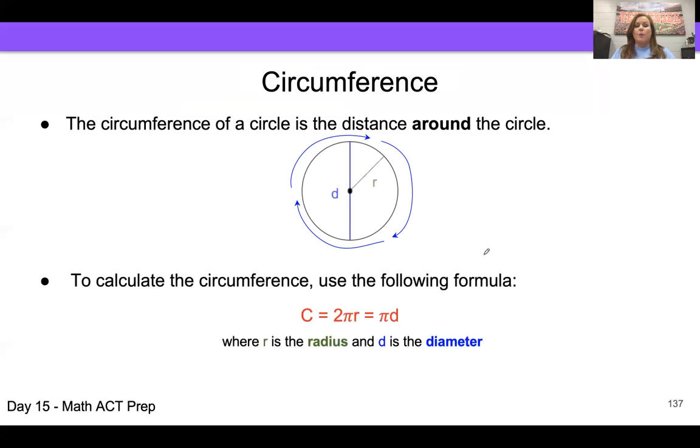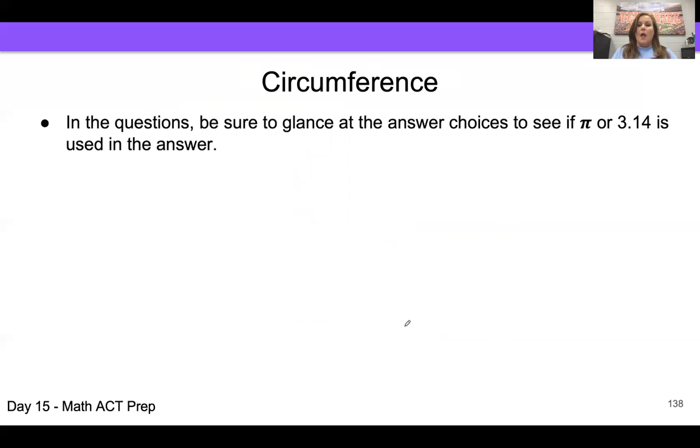When we calculate the circumference, the formula is 2 times the radius times pi, but we also know that 2 times the radius is the diameter. So you will use either one of these formulas depending on what information you're given. If you're given the diameter, just multiply it by pi. If you're given the radius, double it, multiply by pi.